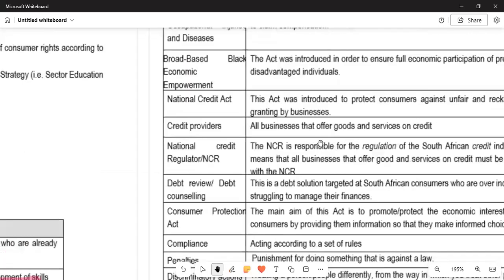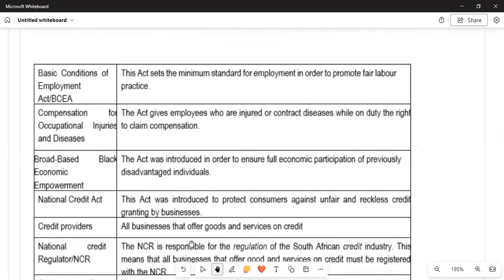Now we have the act called BCEA, the Basic Conditions of Employment Act. The act sets out the minimum standard of employment in order to promote fair labor practice. Whenever you see this act, this is where we talk about leave. We are going to talk about the remuneration of employees, that they get fair payment in the workplace. They are not cheated.